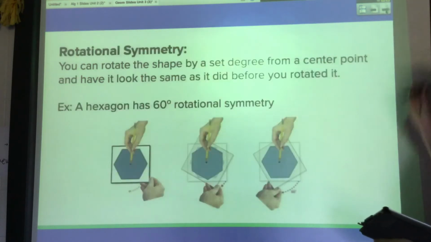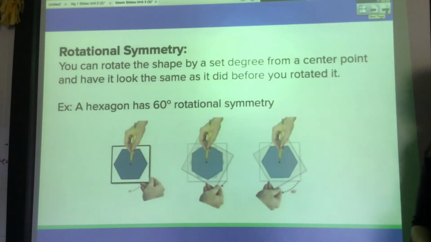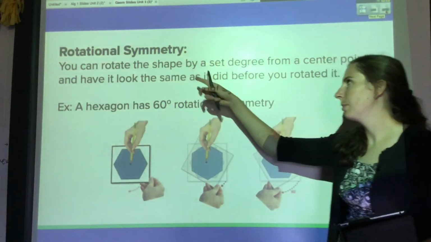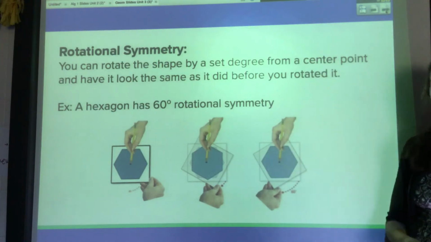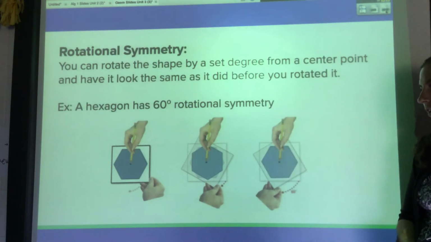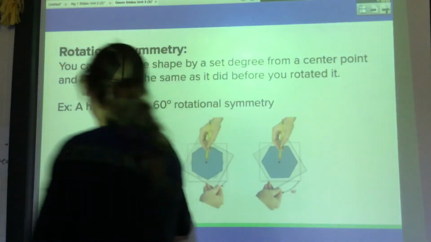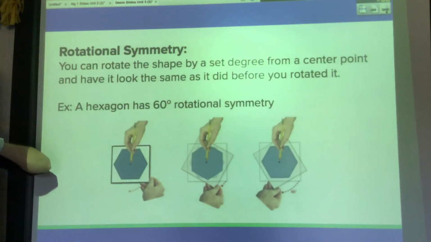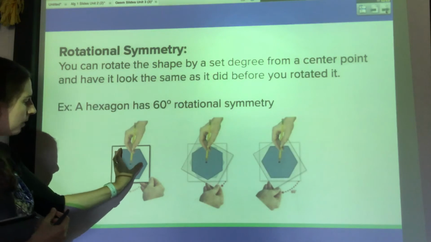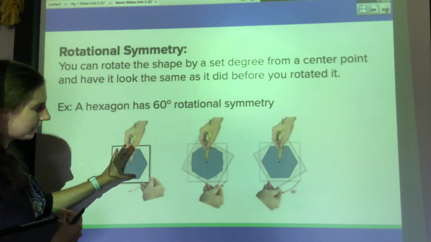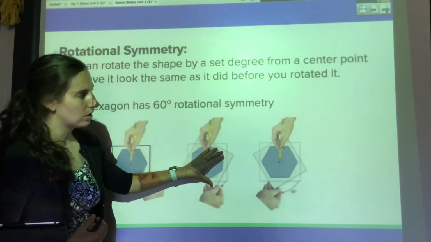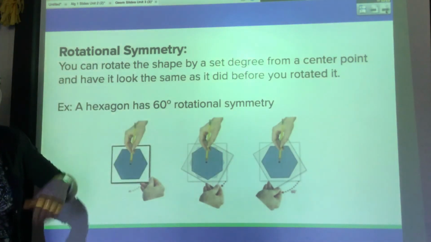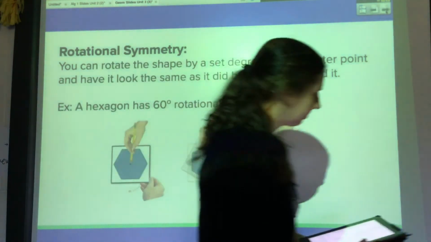Okay. There's another type called rotational symmetry. Basically, you can rotate the shape by some set degree from a center point and have it look the same as it did before you rotated it. For example, a hexagon has 60-degree rotational symmetry, meaning if I were to rotate a hexagon 60 degrees, just like they're doing here, I would land exactly on what I started with. So that is rotational symmetry.